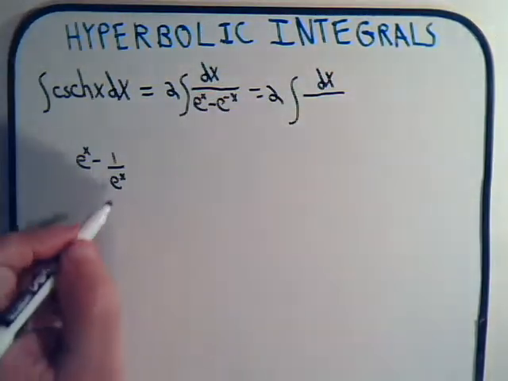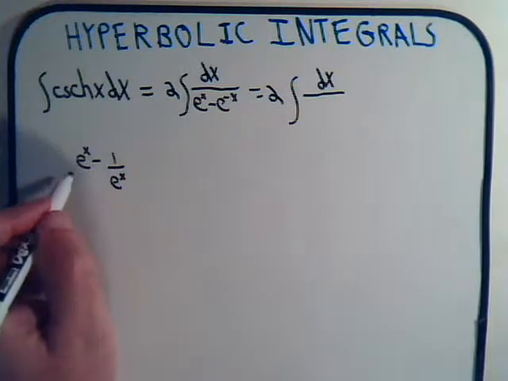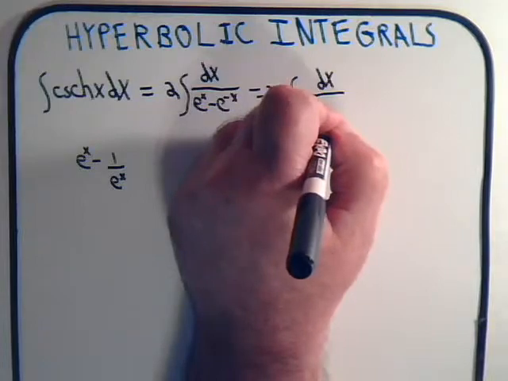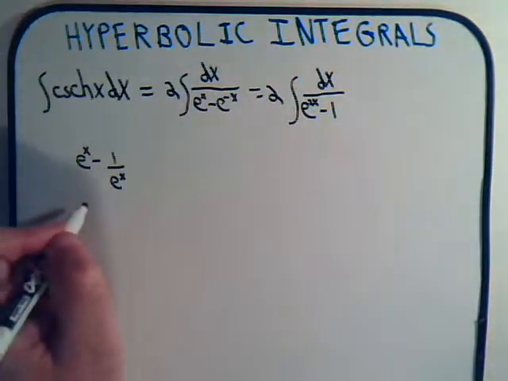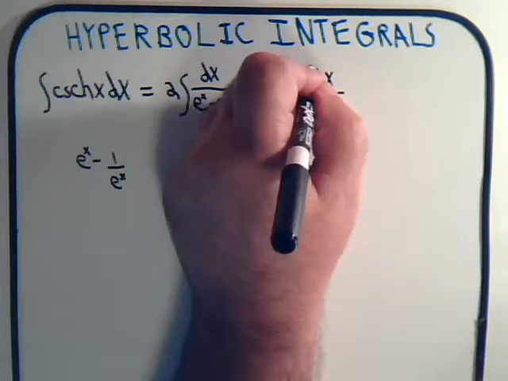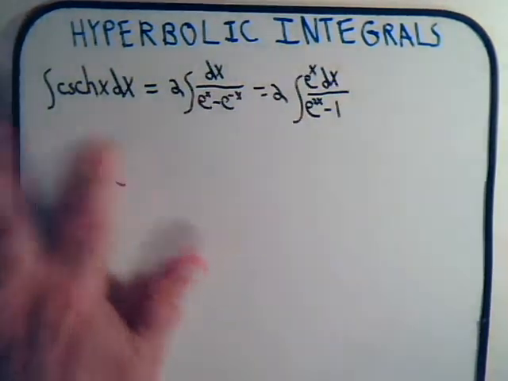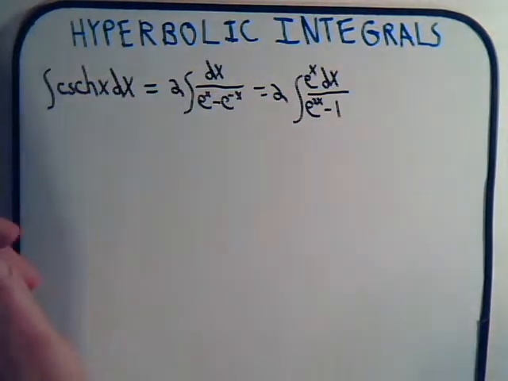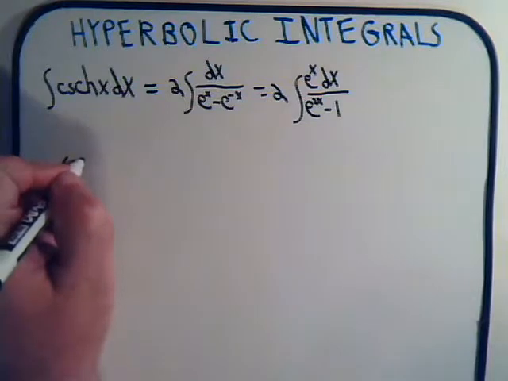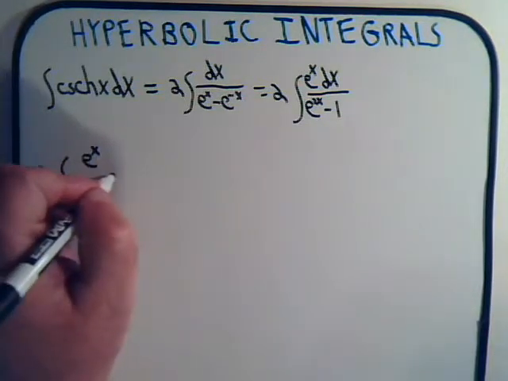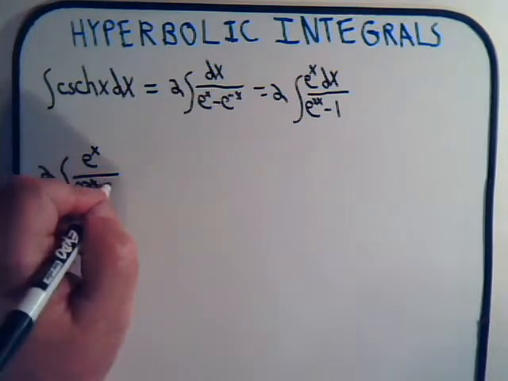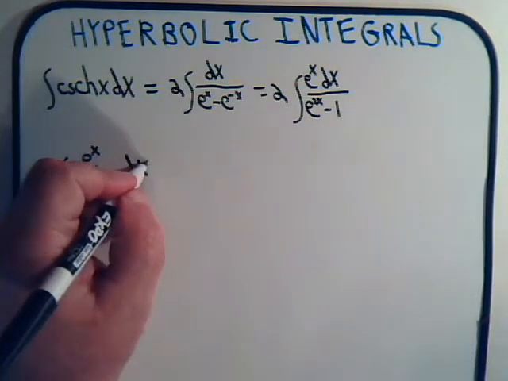of dx. And down here we're going to have e to the 2x minus 1 divided by e to the x. We can take that upstairs. So we get this. Now let's look at this integral for a moment here. e to the x divided by e to the 2x minus 1 dx.